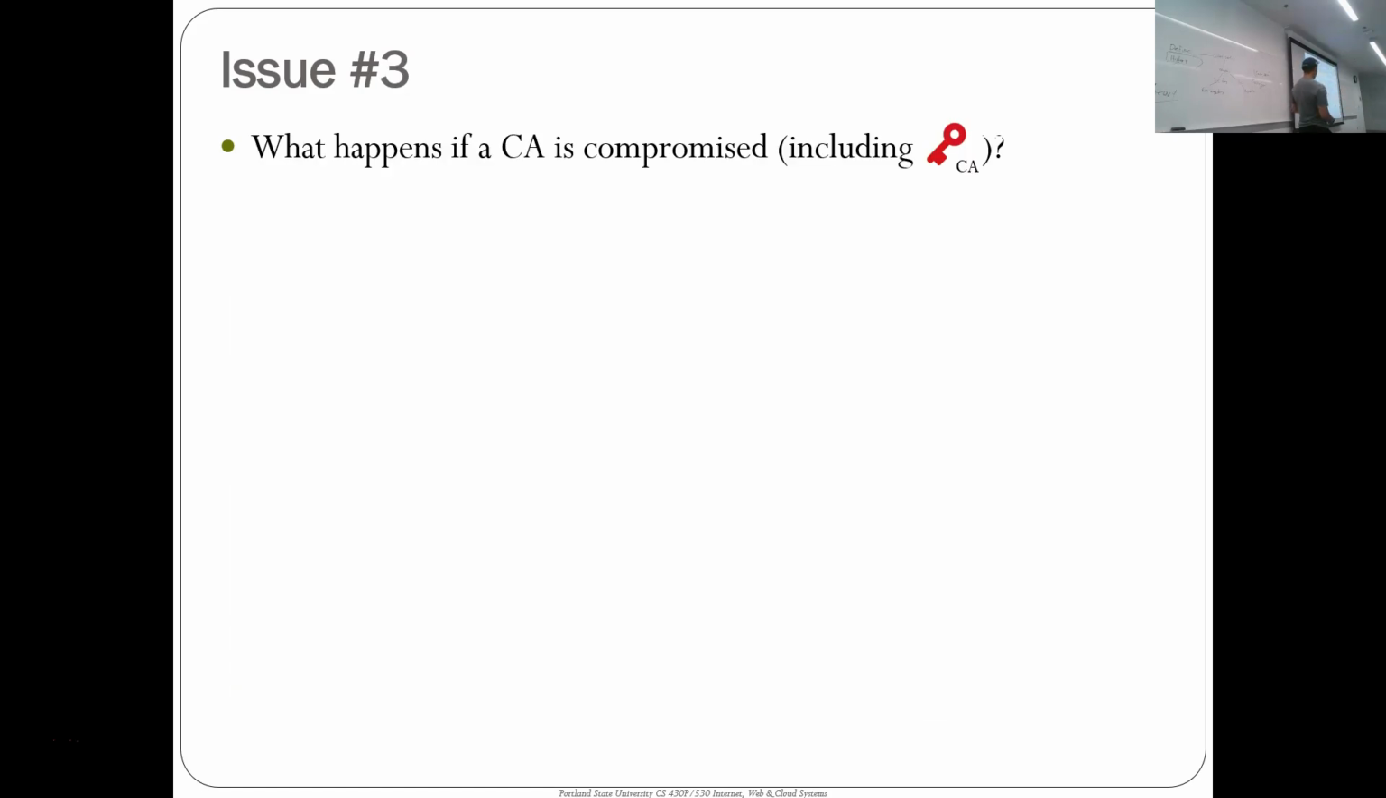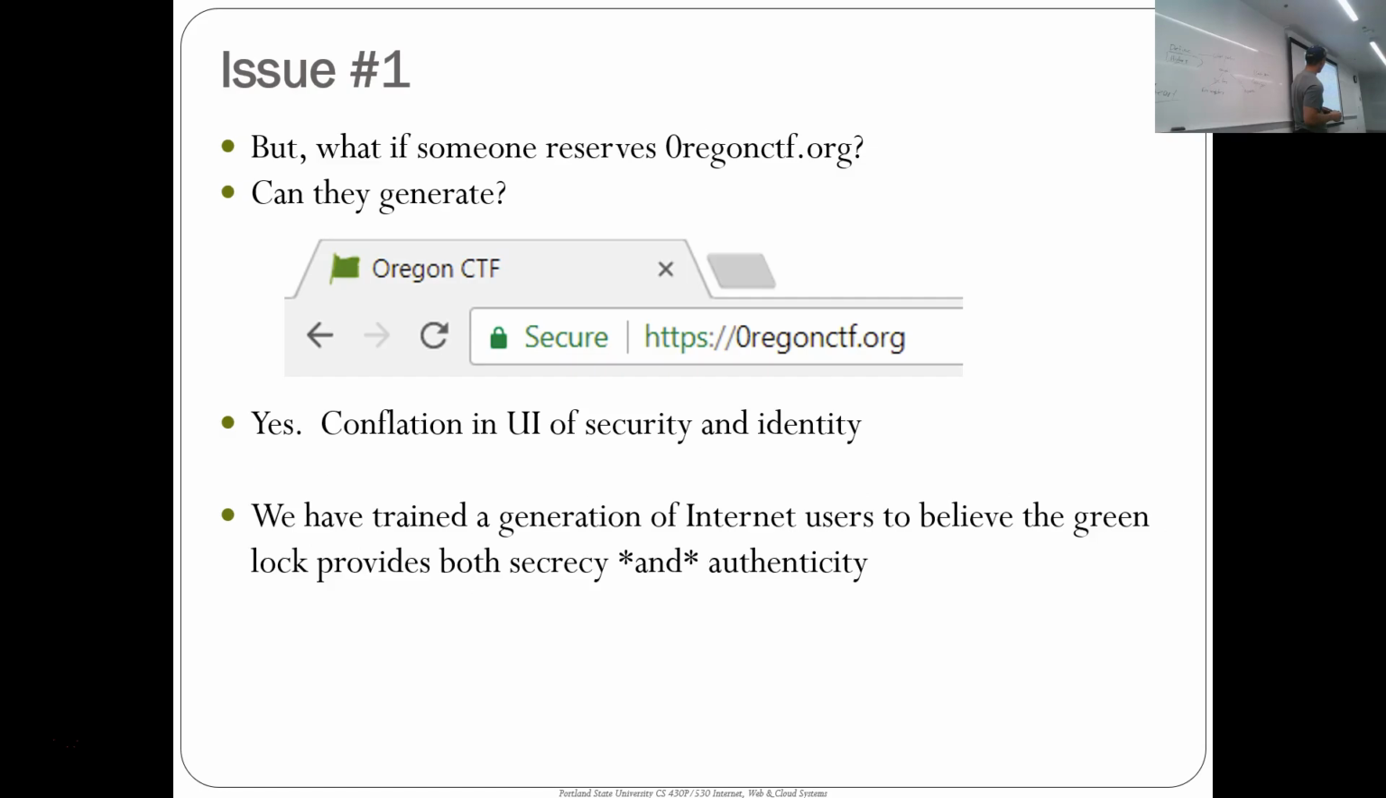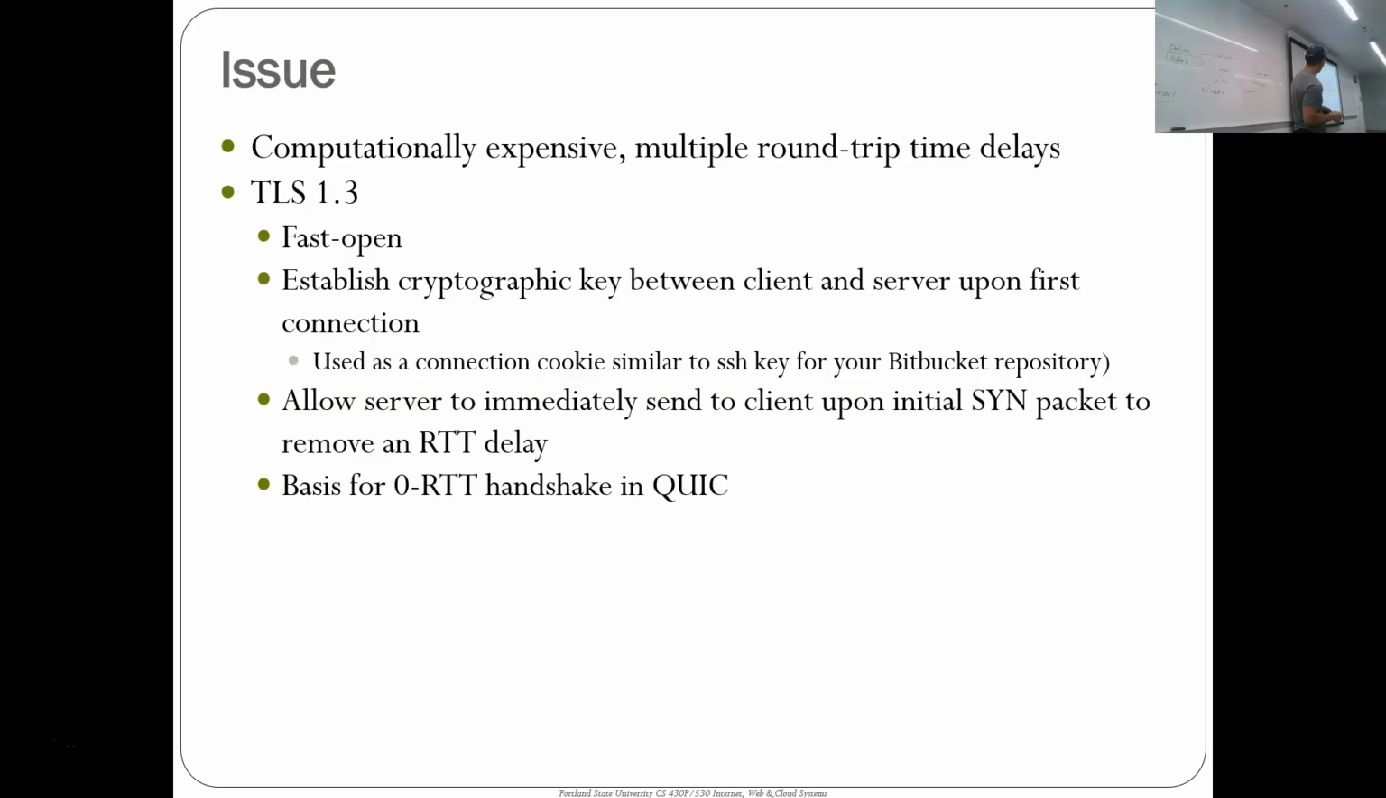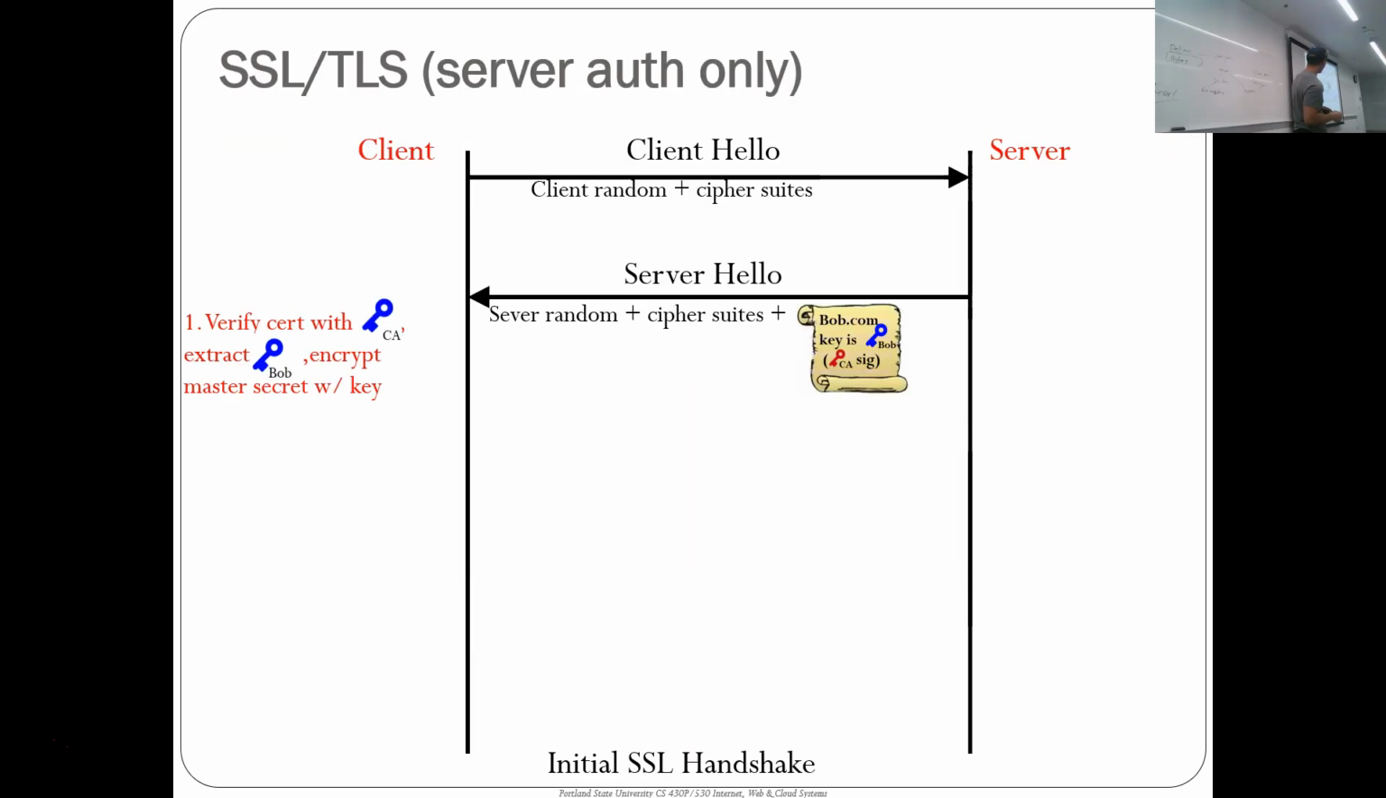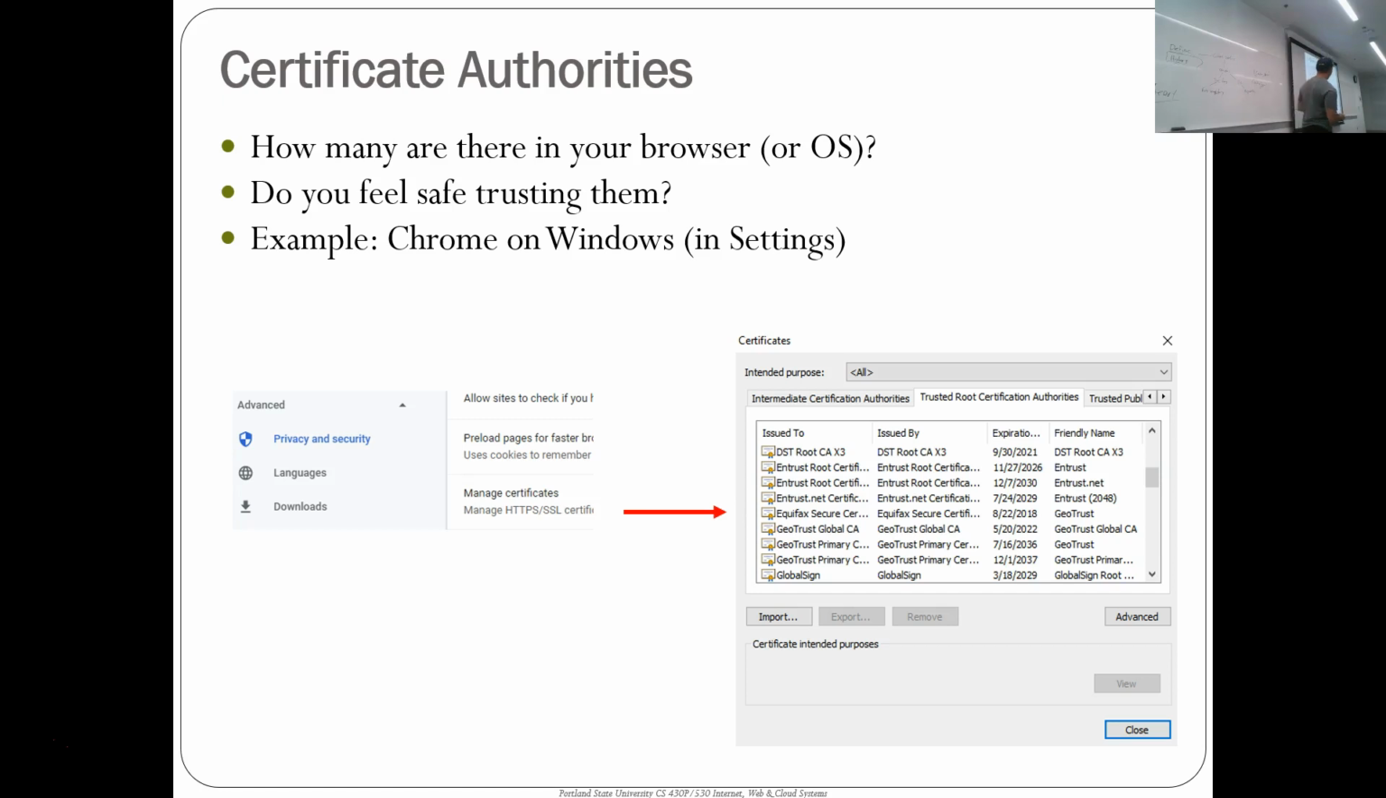Issue number 3, and this is what Michelle was referring to. What happens if the CA is compromised, including that private key? And if you look at the expiration dates on how long you trust these keys, I don't know if I'll point that out in this UI, just because it's funny. If you look at this, some of these folks we trust until 2030, 2029, 2030. So yeah, we're trusting that thing.